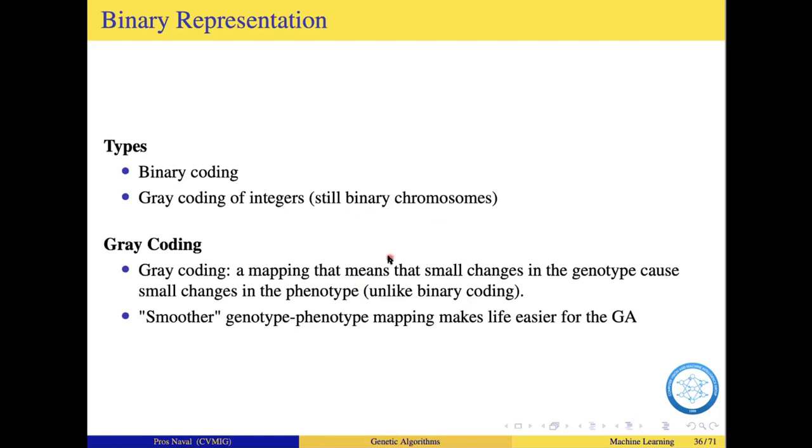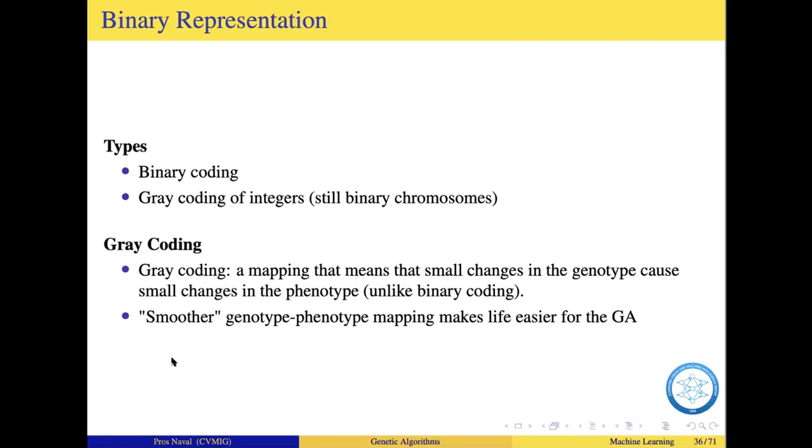So for example, say you're coding the number 7. So 7 is 0 0 1 1 1. Now the next value, which is 8, is 0 1 0 0 0, and you will notice that there are actually 3 bits or 4 bits that changed.